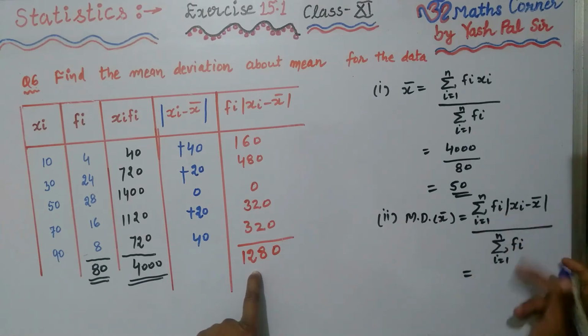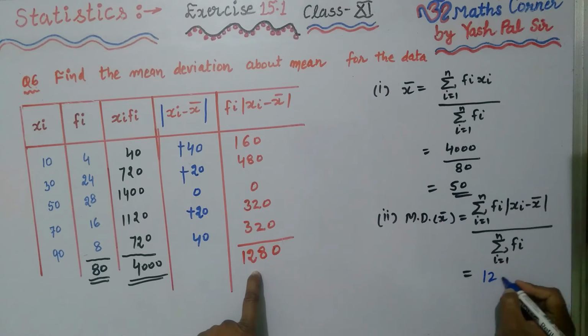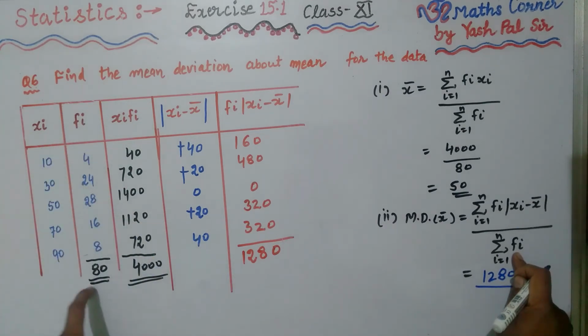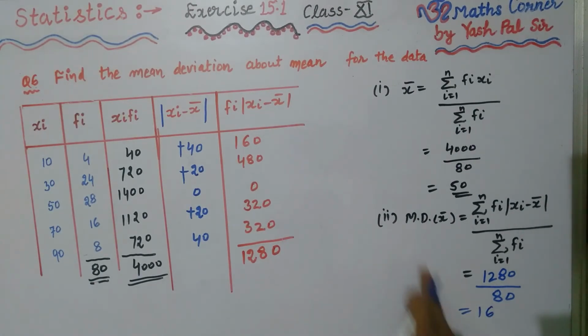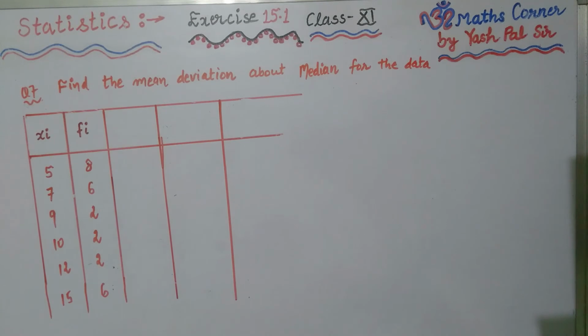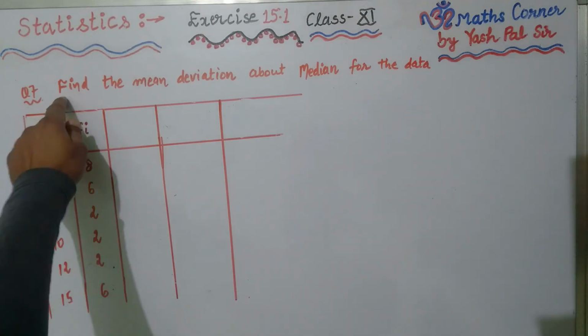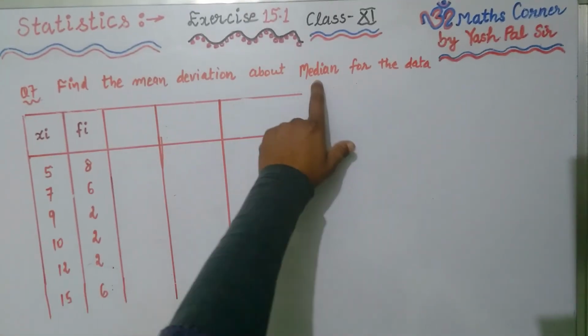In this formula, the summation answer is 1280 divided by summation of fi, which is equal to 80. The zeros cancel, so we have 16. So the mean deviation about mean is 16. This was our question number 6. Question number 7: find the mean deviation about median.